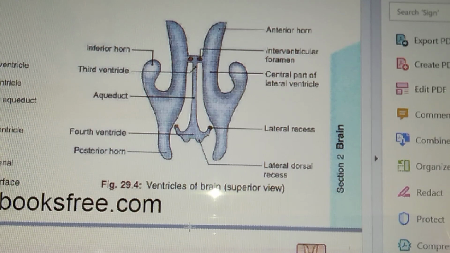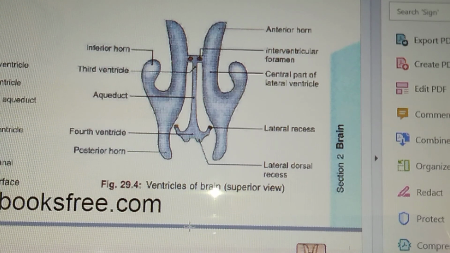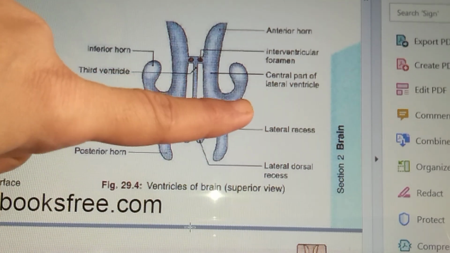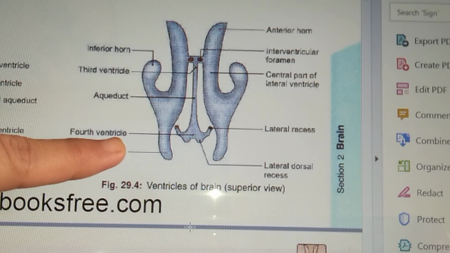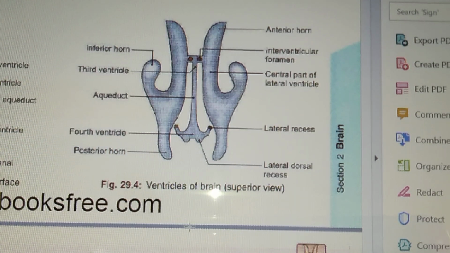Hello everyone. In this video we are going to learn about the lateral ventricle. As you can see in the diagram, the two lateral ventricles of both sides are shown. The lateral ventricles are the cavities of the cerebral hemispheres. They are two irregular cavities situated one in each cerebral hemisphere.